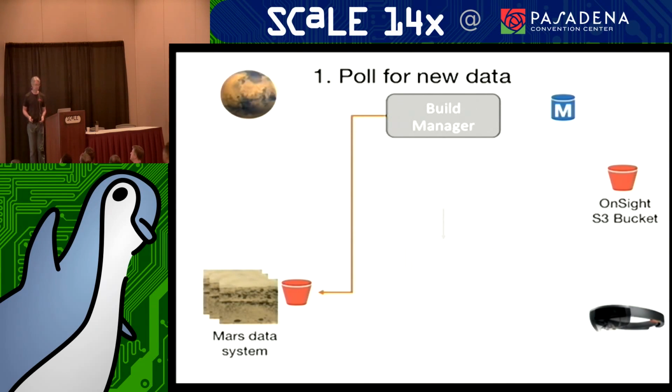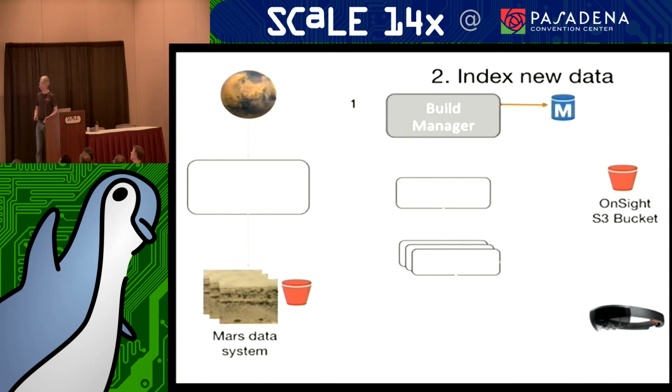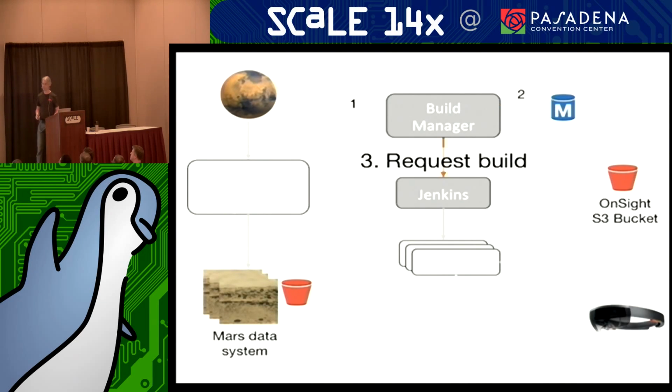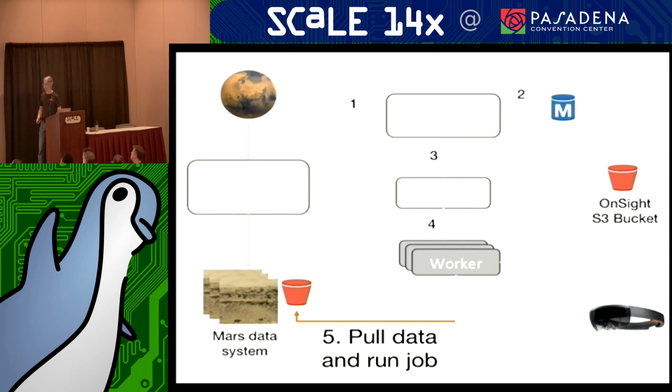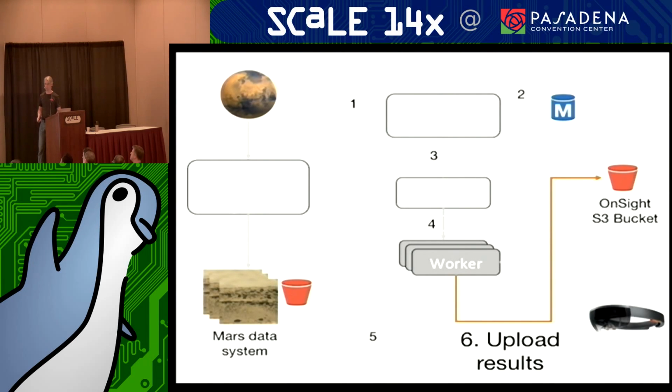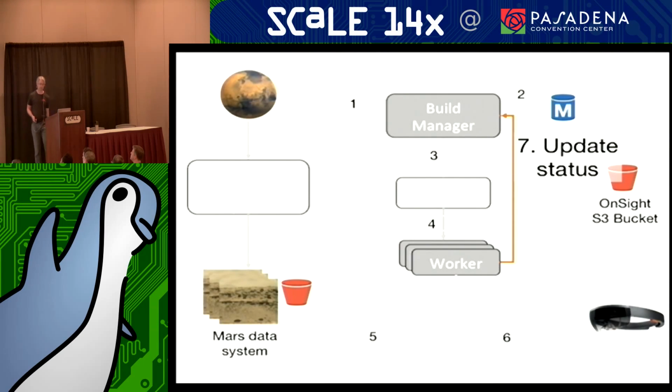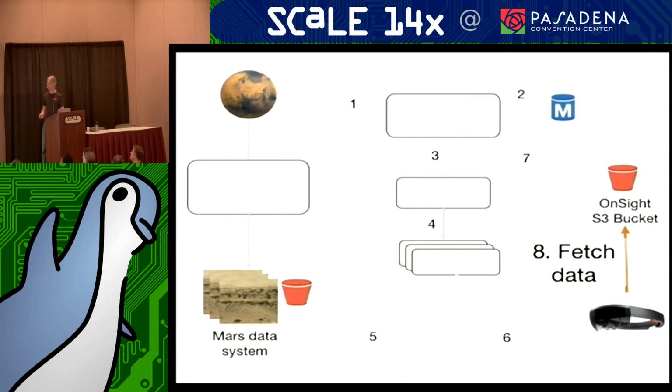So first thing happens, data comes down from Mars to Earth. The build manager periodically polls for new data, and as soon as it finds some, it indexes that data into our database. Then it requests that the build cluster start a new build. The build master, Jenkins, will find a worker to run the build, creating a new one if necessary. That worker pulls the data that it needs to do its job from the mission data system, runs the job, and then pushes the results out to our S3 bucket. Then it notifies the build manager that a new build is completed, and then our users, the next time they launch On-Site, will pull down the new data and see the latest location on Mars.